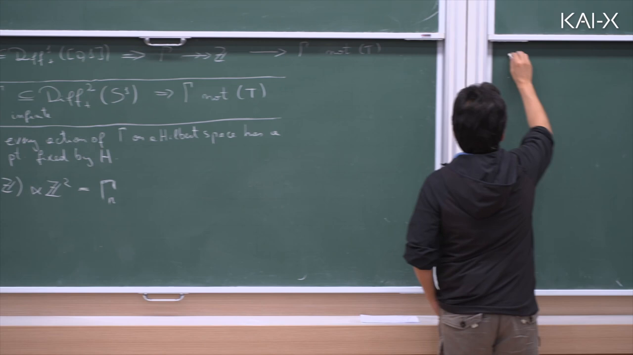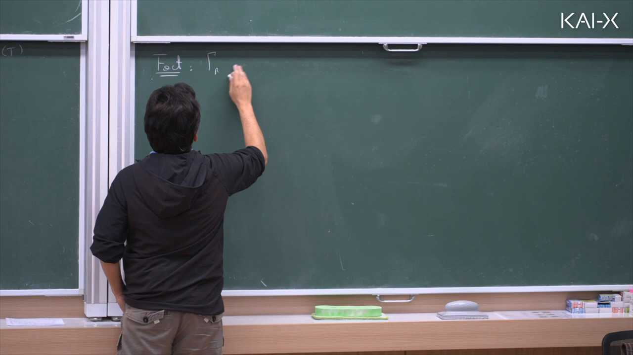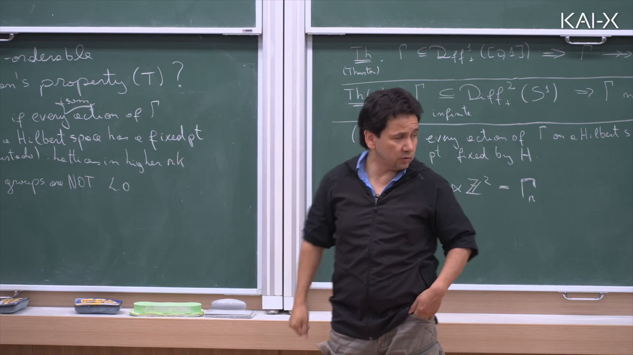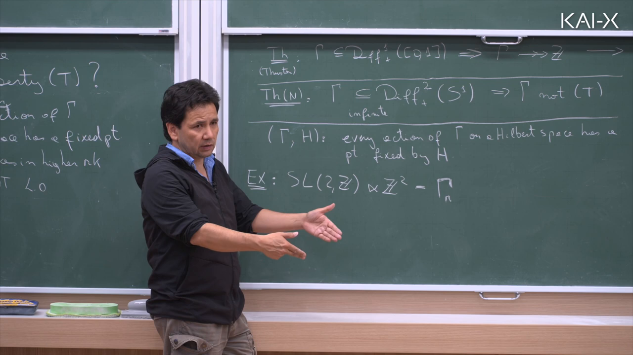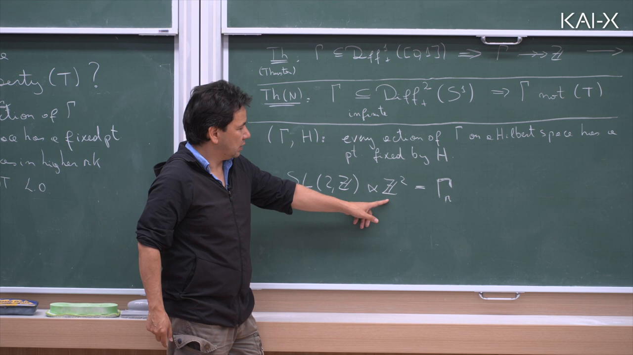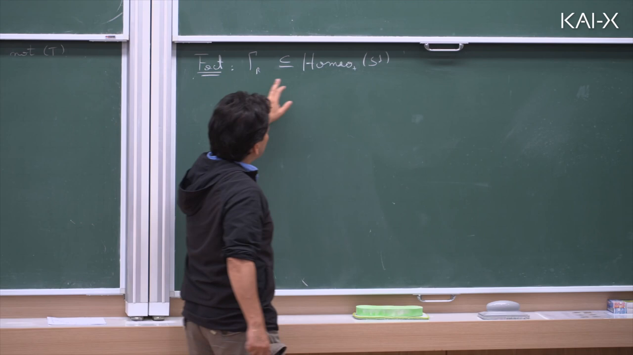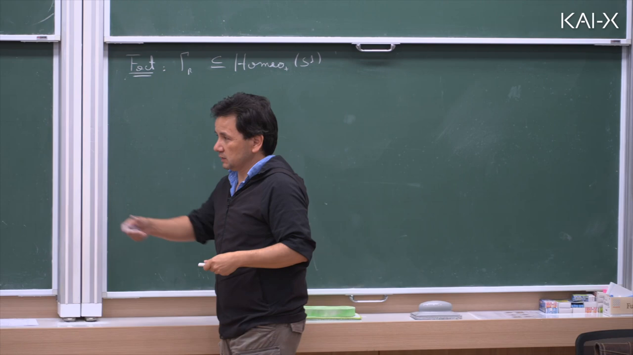So this is a fact. Gamma R is a subgroup of the group of homeomorphisms of the circle. One can build a similar example for homeomorphisms of the line, because inside here there is a free subgroup which is finite index. And if you take the semi-direct product with C2, you get something which is finite index and which still has relative property T and which acts on the line. But let me just concentrate on this case. So this is naturally a group of homeomorphisms of the circle. And this is almost T because it has this relative property. Okay?